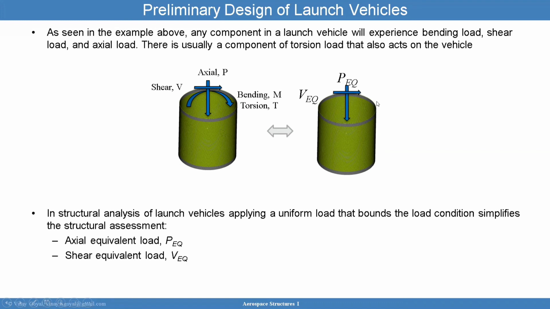That's assuming now that every point around the azimuth has the same equivalent load. That's not the case in real life, but it is one way to make everything simpler when it comes to testing or whatever you're trying to do. So in structural analysis of launch vehicles, applying a uniform load that bounds all the loading conditions simplifies your structural assessment. You can also do the same thing with shear. So you have the shear load and torsion. You can come up with an equivalent V or shear equivalent load.